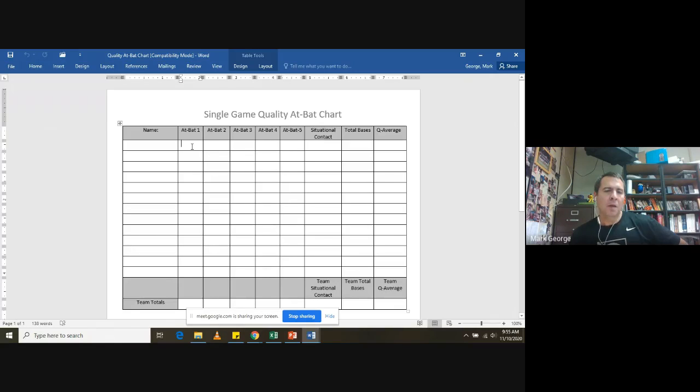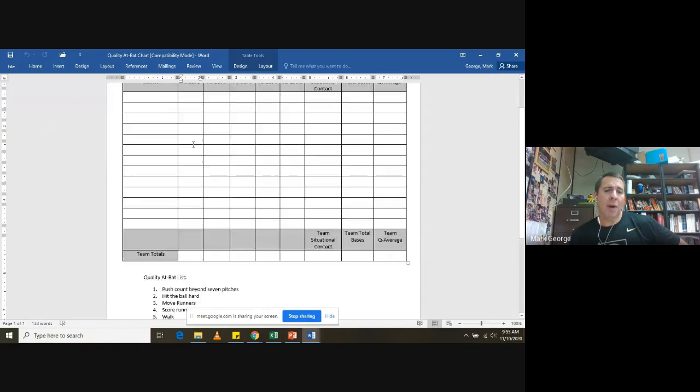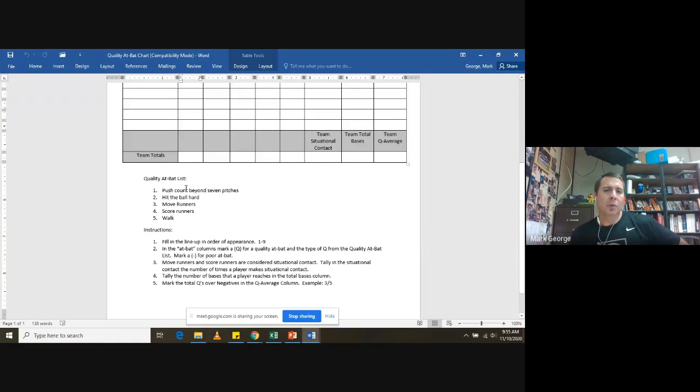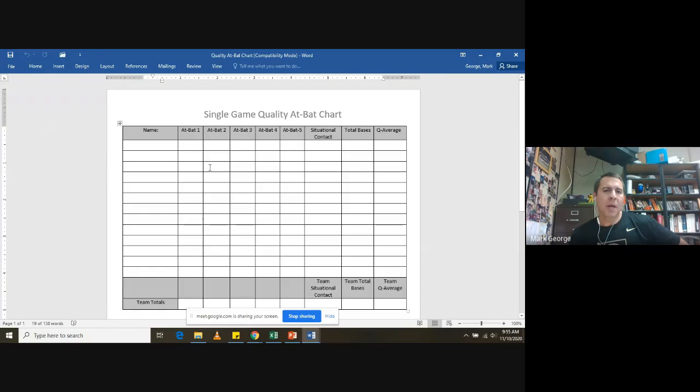So if batter 1 has a quality at bat, which is push count beyond 7 pitches, hit the ball hard, move runners, score runners, or walk, it's pretty basic. If they do any one of these 5 things, then they're going to put a Q in there. If they don't, then they're going to put an X in there. And what happens is, as we go through this, if it's a situational contact, they'll tally a situational contact, or if they get on base, they're going to tally total number of bases.